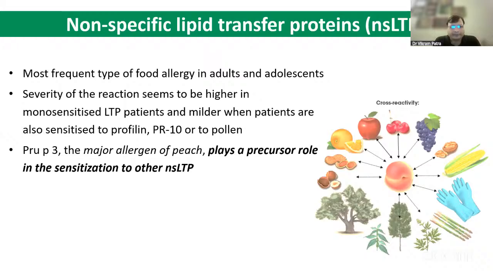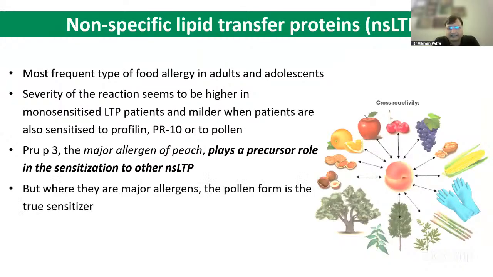Now, Pru p 3, that is the peach. Peach is the major allergen source for this Pru p 3, and it plays a precursor role in the sensitization to other NSLTP. That means the patient was first exposed to the peach, and that's how LTP syndrome develops. But where peach is the major allergen, the pollen form can be the true sensitizer. For example, in our country, very few patients must be eating peach or exposed to peach products, but many are exposed to mugwort, that is Artemisia.